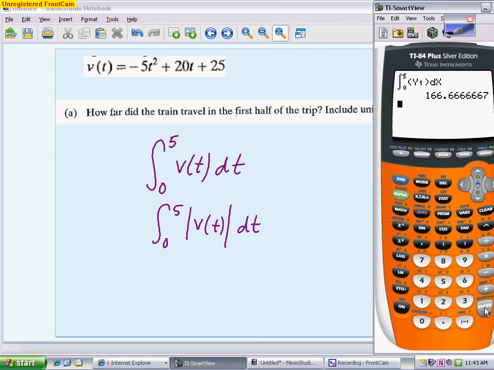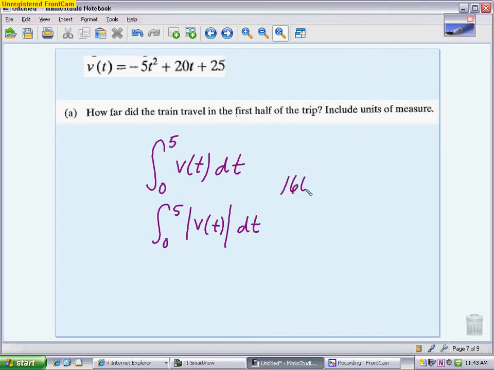We can write our answer as 166.666 miles, which they would accept, or 166.667 miles. They would also accept the fraction form, 500 thirds miles. You notice the problem says to include the unit of measure, so it is important that you write that it is miles. That is the total distance traveled. So for this problem, make sure you write down the definite integral you are evaluating, and use your calculator rather than integrating by hand to get the actual number of miles.